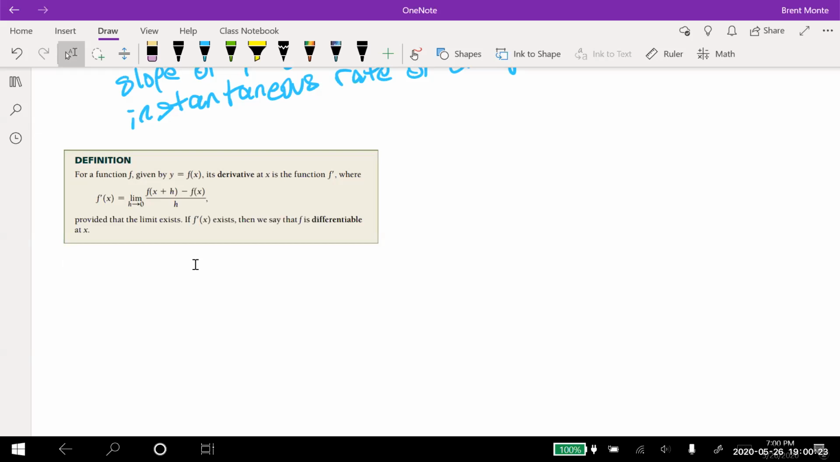So we may say find the derivative, or we may say differentiate. That would be the act of finding the derivative. And we'll see that as we do some of these problems. Okay, so that's the definition.